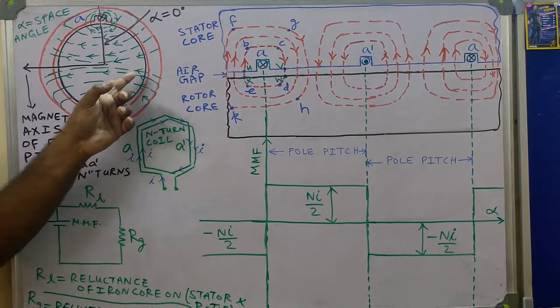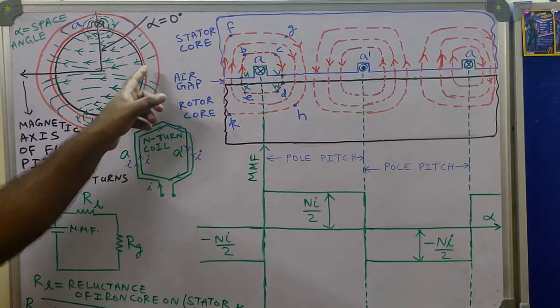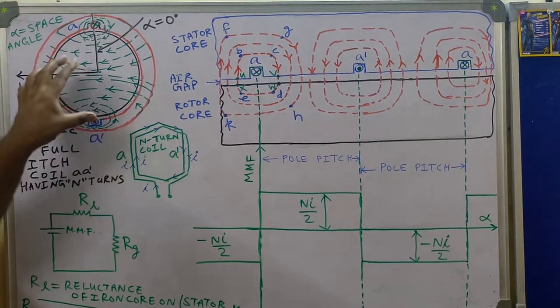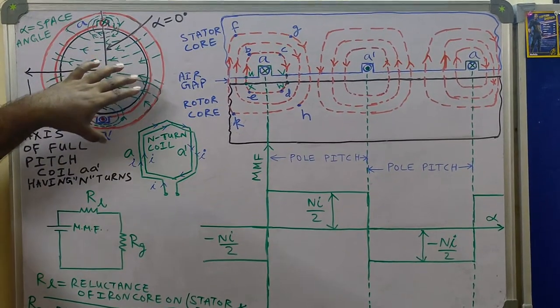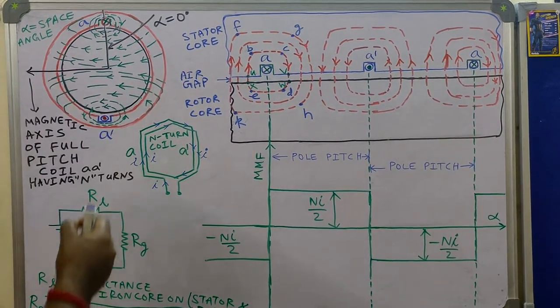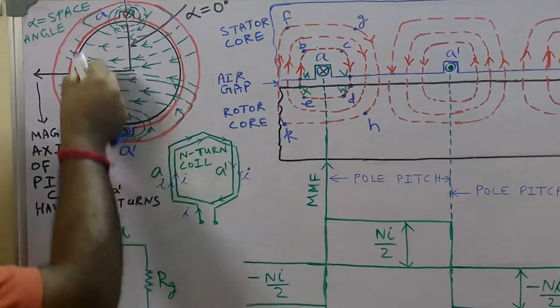So this small air gap is given so that the rotor is able to rotate. Otherwise, if you do not provide any air gap between stator and rotor, then rotor will get fouled or rotor will get entangled with the stator core. It will not be able to move. So usually a small air gap is provided between stator core and rotor core. So that small air gap is this one.